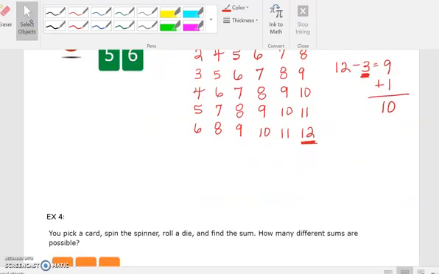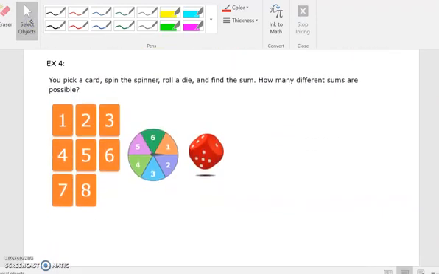Let's look at the next example. It might not always be convenient to draw out a table, so let's think about the way we just did that one, thinking about the lowest sum and thinking about the highest sum. So in this particular case, let's think about the lowest sum. For my lowest sum, that would mean I choose the card that's a 1. I spin the spinner, that's a 1, and I roll a 1 on the die. So that means that my lowest sum is 3.